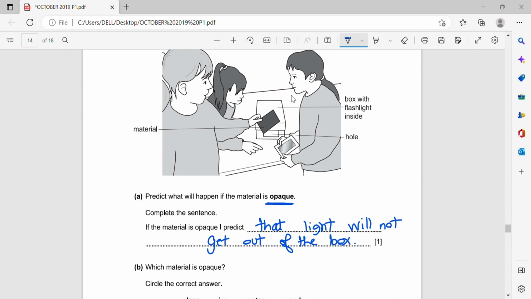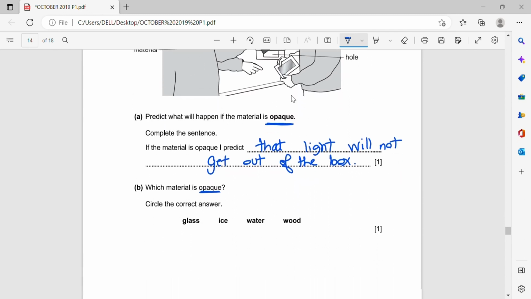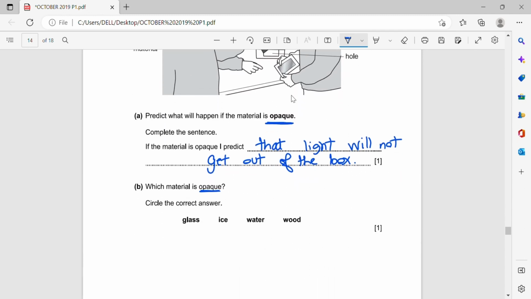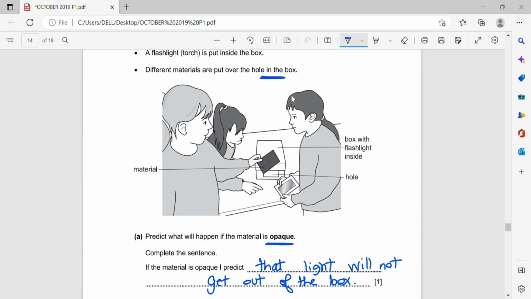Which material is opaque? Let's look at the materials. I have glass, ice, water, or wood. Which material prevents light from traveling through? Great, the wood. If we put a piece of wood over the hole of the box, will the light pass through? No, the light will not get out of the box.